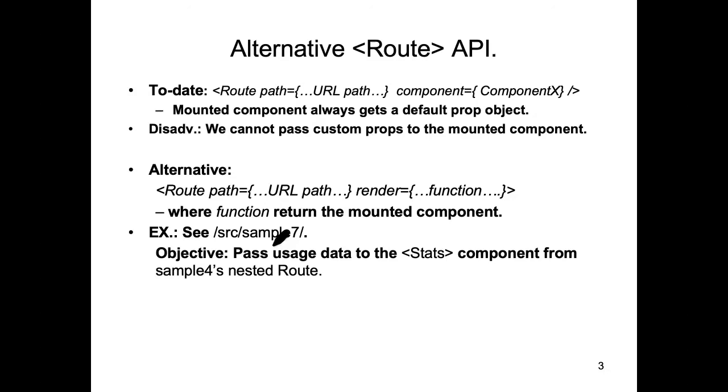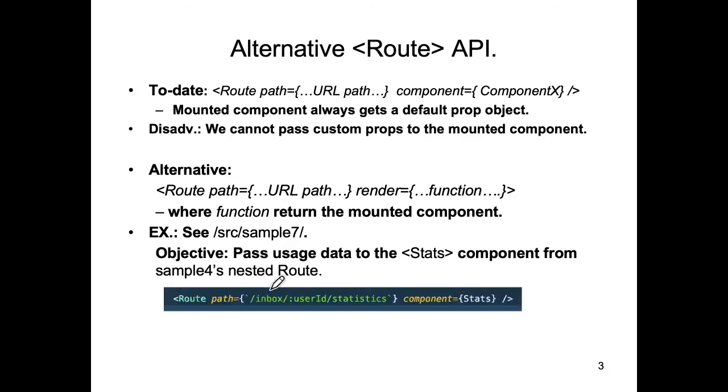I have a route which essentially was this. This is a route I had in sample 4, where I wanted this stats component to be mounted if the URL path matched this. Okay. But supposing I want to pass some additional props to the stats component, maybe in my case, it might be statistical data related to the particular person's inbox, like how many messages on average do they receive per day, how many messages do they send per day, something like that, let's say.